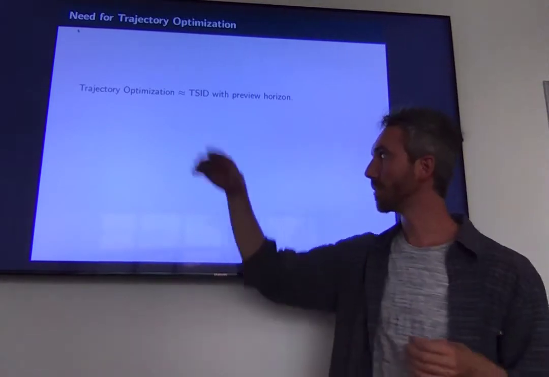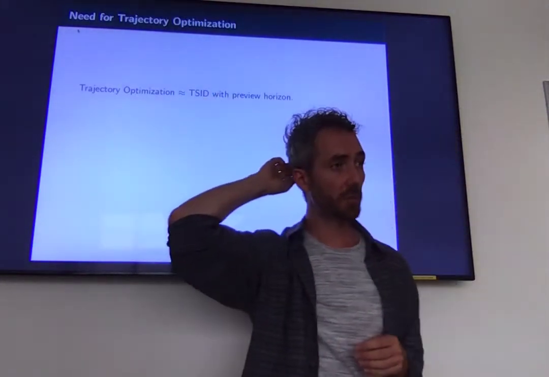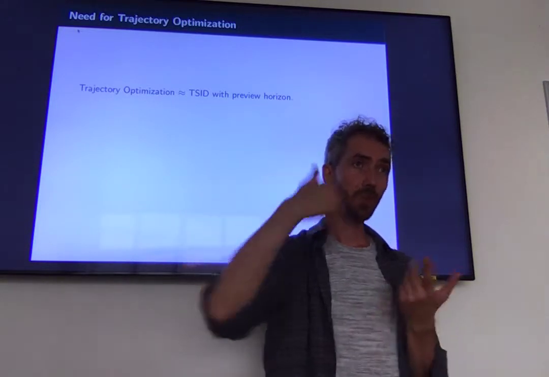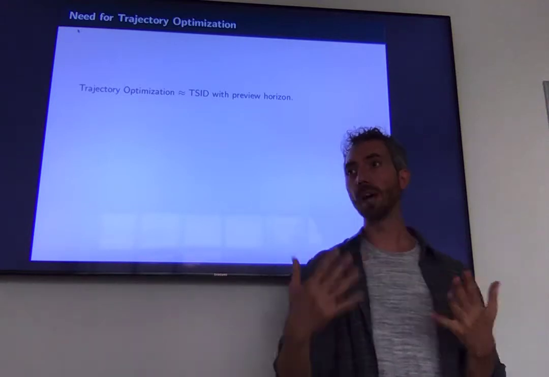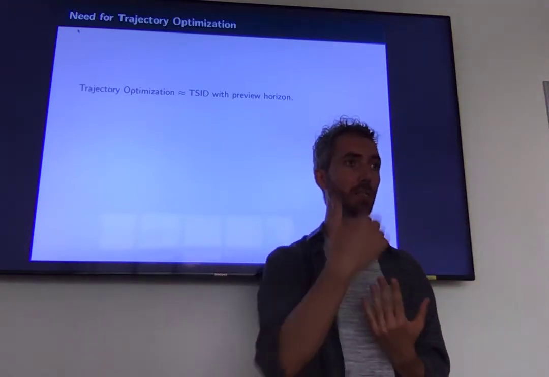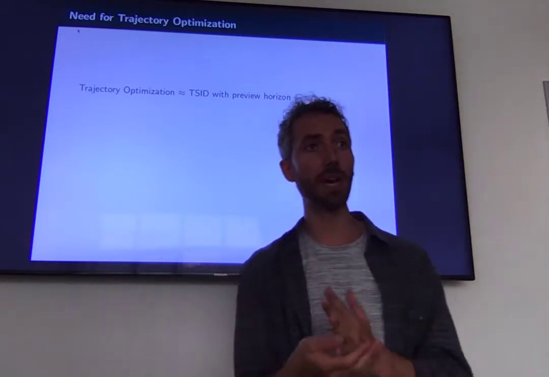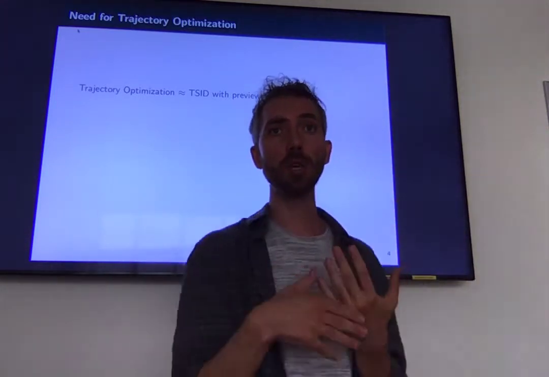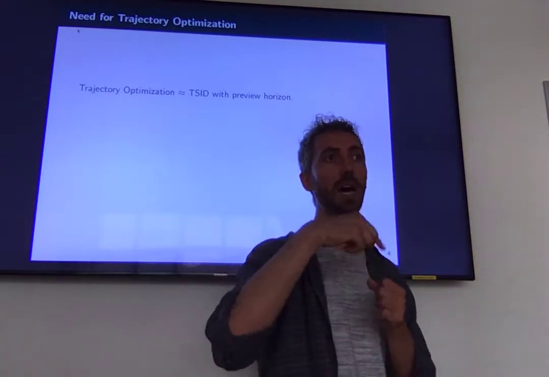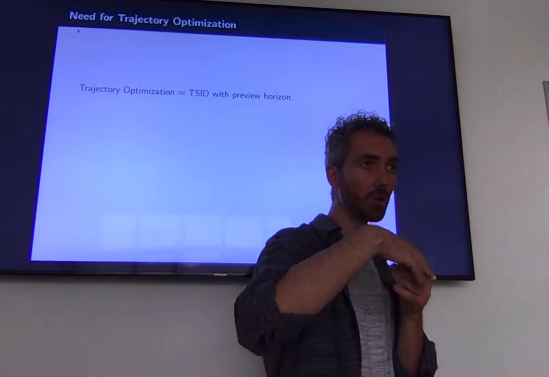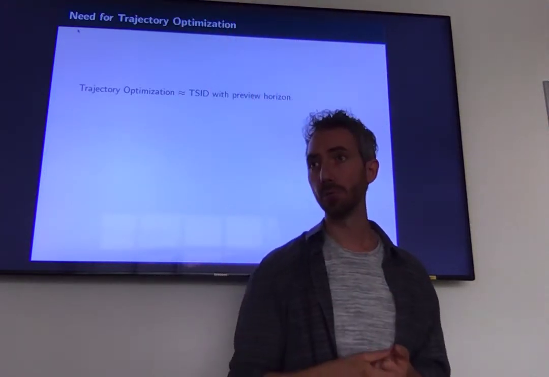So you can think of trajectory optimization as basically an extension of task space inverse dynamics with a preview horizon. You just apply the same methodology, but having a preview horizon into the future of what's going to happen, so that you can incorporate constraints not only related to the right now or the next time step, but that also span the future several seconds forward in time.